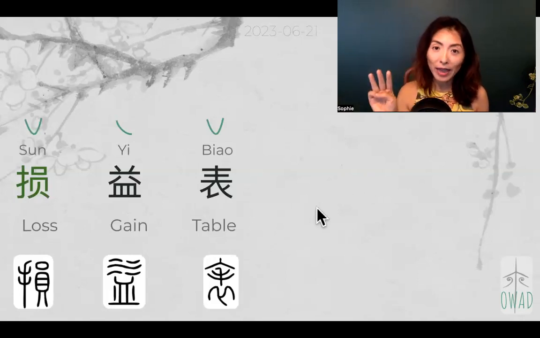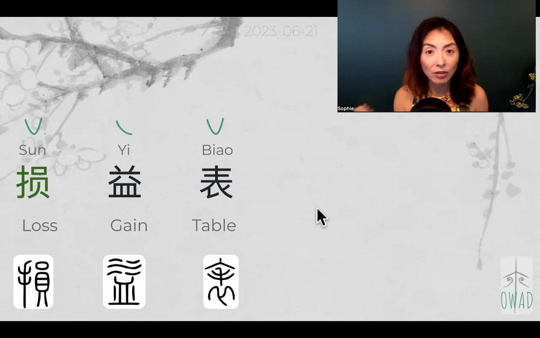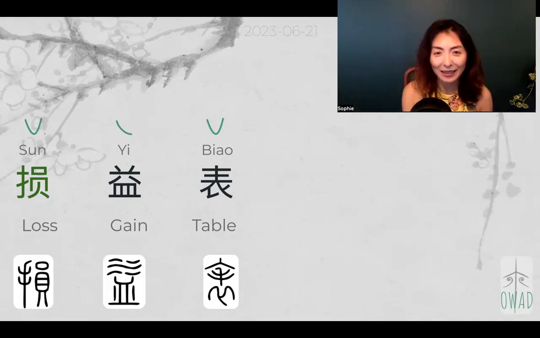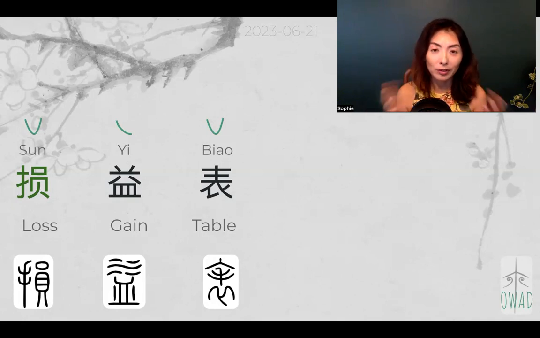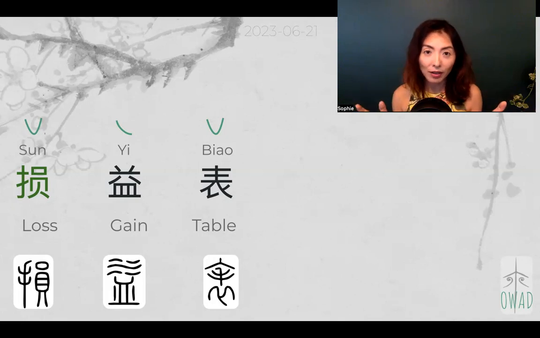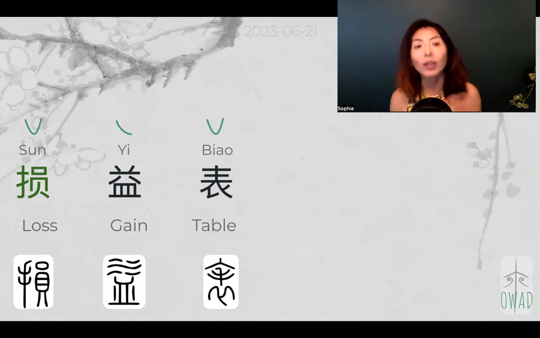So if you see three characters, most likely it's not ancient Chinese. And if it's not ancient Chinese, then the language is used to adapt to contemporary living, right? It's a contemporary creation to describe our lives today, or it could be a translation of a concept from the West that was then translated into Chinese. So in this case, it is 损益表.